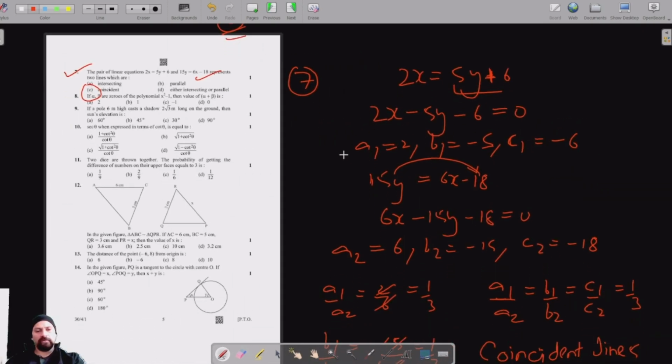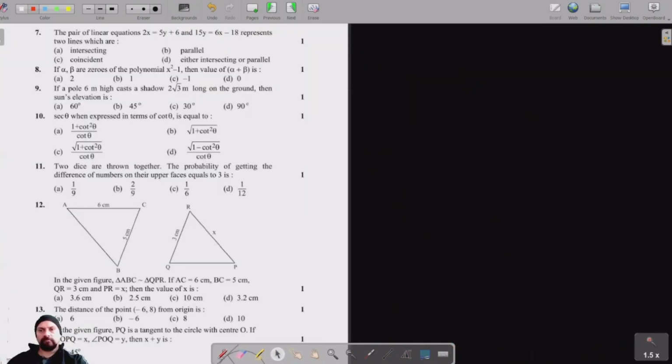Let's move on to question number 8. It's given that alpha and beta are the zeros of the polynomial. So our polynomial is x squared minus 1, which gives me x squared is equal to 1, and x is equal to plus minus 1. So our first zero is 1 and second zero is negative 1. And if we add them, alpha plus beta is 1 minus 1, which is equal to 0.